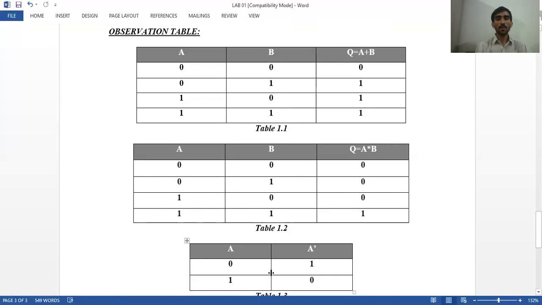This is the truth table of the NOT gate. The Boolean expression of the NOT gate is A complement. If the input is 0, then output is 1. If the input is 1, then output is 0. Now I'm going to show you the simulation of OR, NOT, and AND gates using Multisim software.